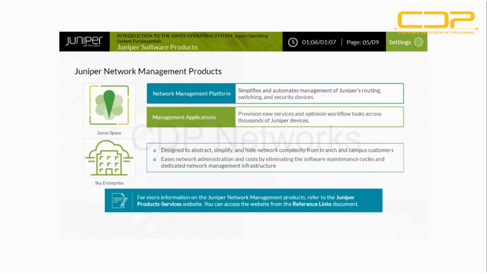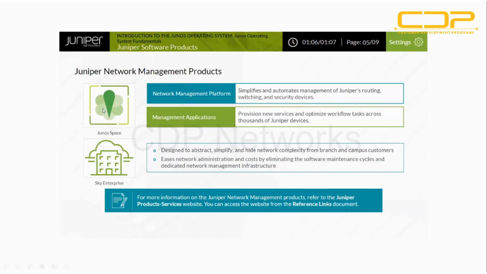If you have a network management system, it shows you all the devices in a single window, and you can access the remote devices through the NMS, the network management system. This network management system from Juniper is called Junos Space.